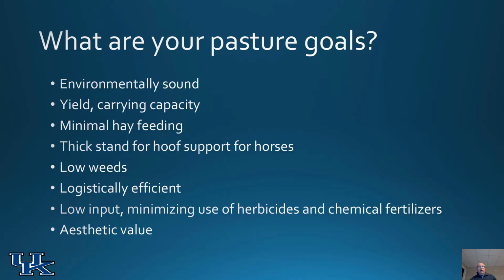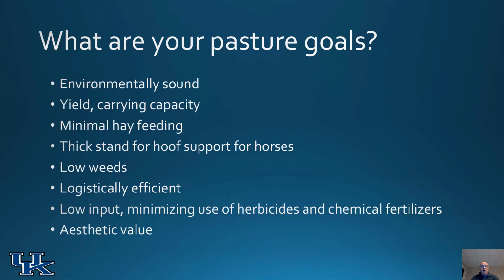And we certainly would love to have a low amount of weeds in our pasture operation. We'd like it to be logistically efficient. Whenever I say that, I'm thinking of, is it easy to move animals around on the farm? Can we get them up and treat them for, say, intestinal worms, or vaccinate them, or do anything else for health or management purposes? All of those go into how efficient, how effective your pasture system is.